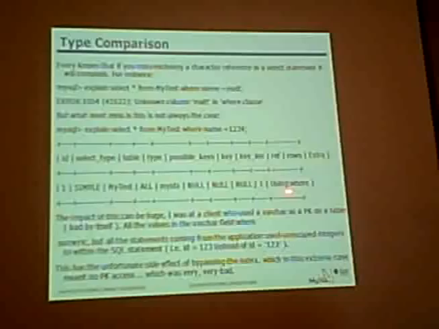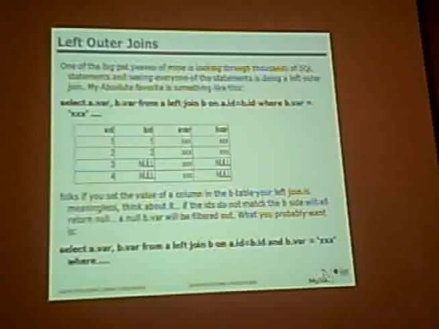But if name is actually a VARCHAR that has an index on it, it will not use an index because of the conversion. So you'll see it actually does a full table scan, because it can't use an index. And that's something that you see occasionally, and it's really quite bad.